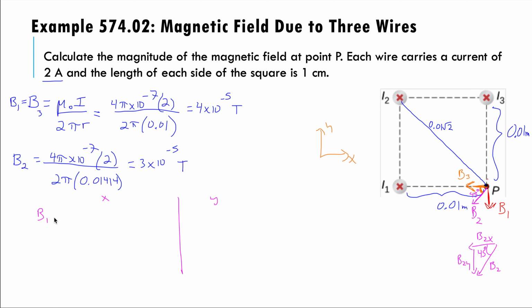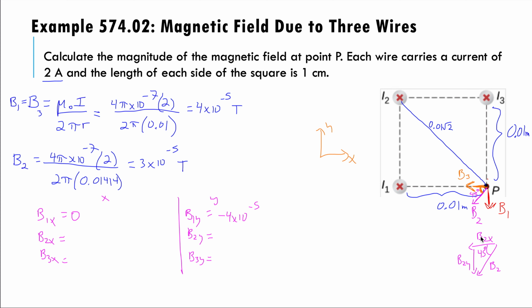We can have B1x, B2x, B3x, B1y, B2y, and B3y. And then just fill out our chart for the x and y components. Then add up those components separately. Use the Pythagorean theorem to find a magnitude. So B1x is 0, since it's going straight down. B1y will be negative 4 times 10 to the negative 5 teslas.